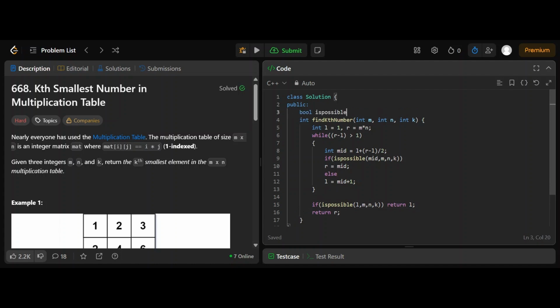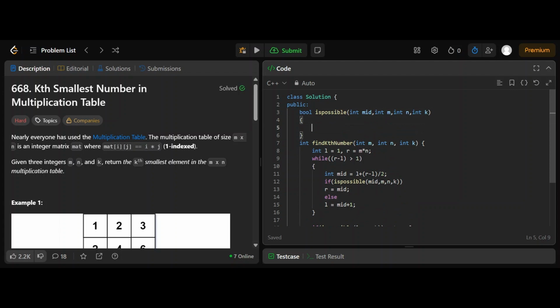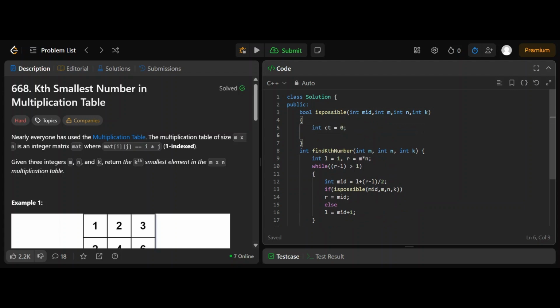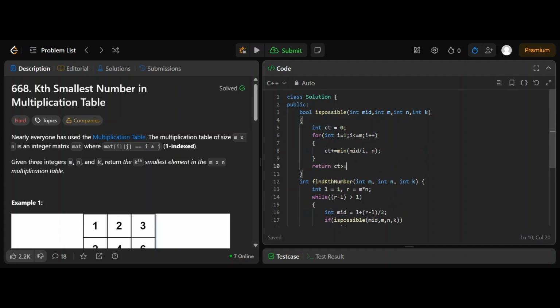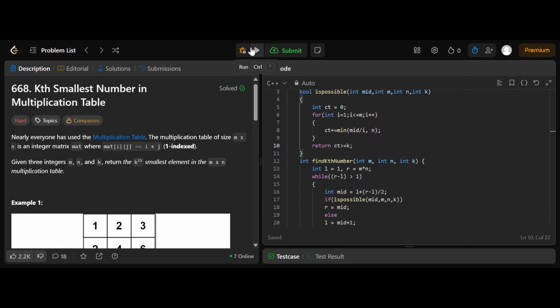Now this is your main function. Bool isPossible, with mid, m, n and k. What we will do is count the number of elements less than or equal to mid. That should be greater than or equal to k. We'll go to each row, so for int i equal to 1 till i less than or equal to m, what I will count is the minimum of mid divided by i, or n, the total number of columns. And this count should be greater than or equal to k.